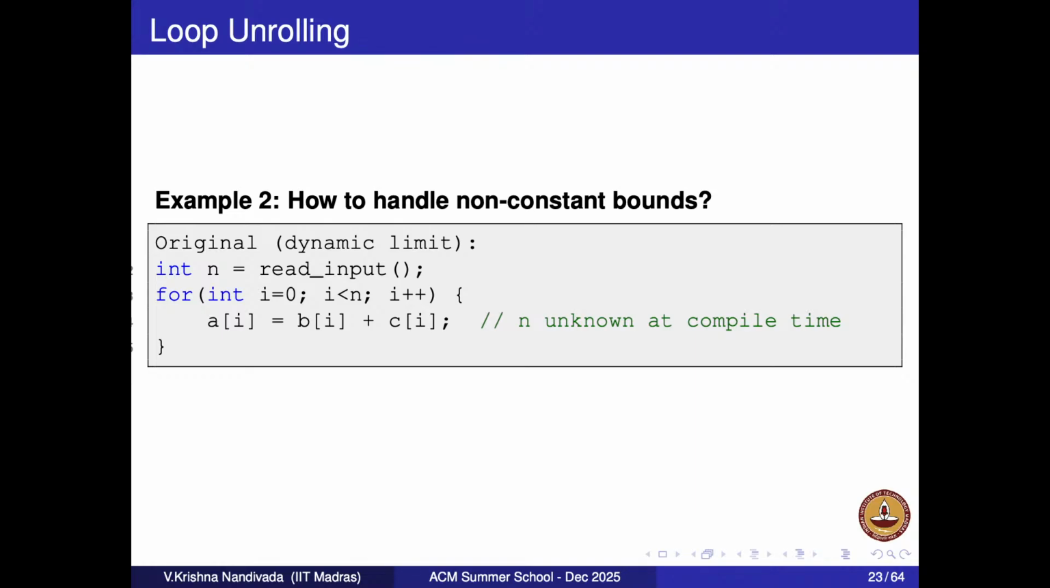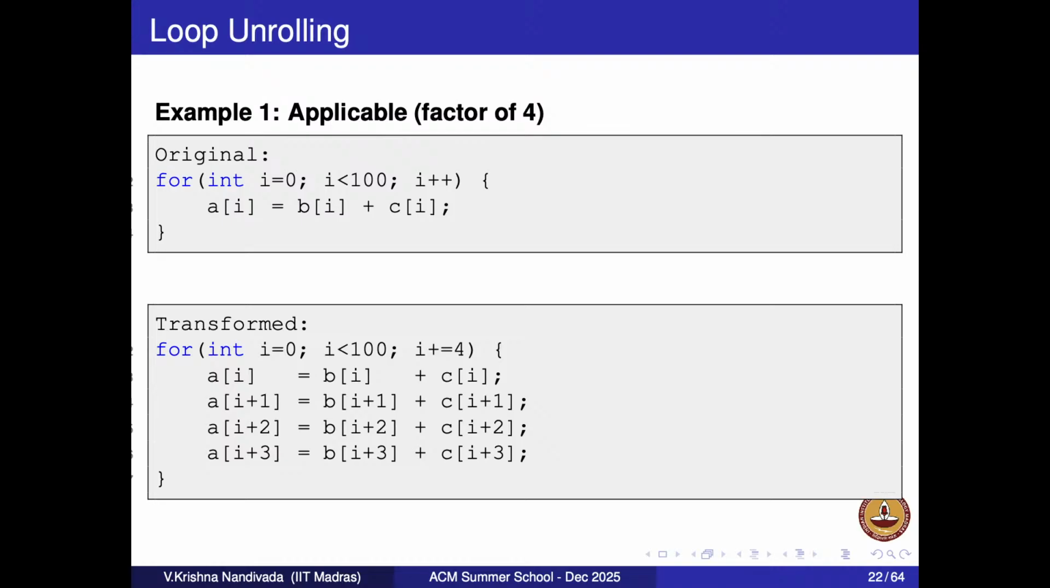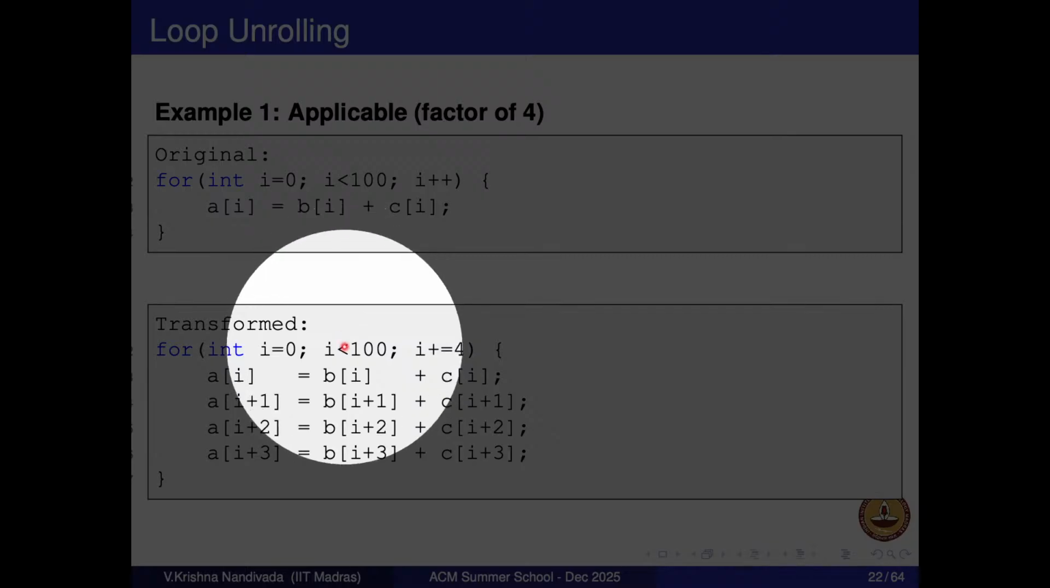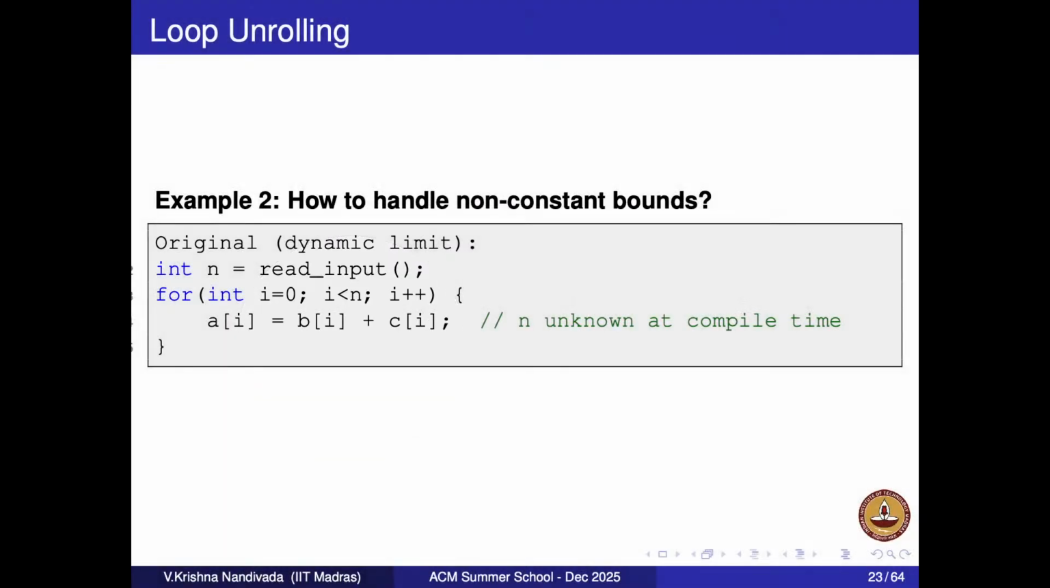No, exactly. It will branch n times. If I unroll it by a factor of k, I'll reduce the number of branches. If you look at the original code, there are 100 branches, right? The second one will have 25 plus 1. So here I have n branches. I want to reduce by a factor of 4 there, and here I want to reduce by a factor of k.